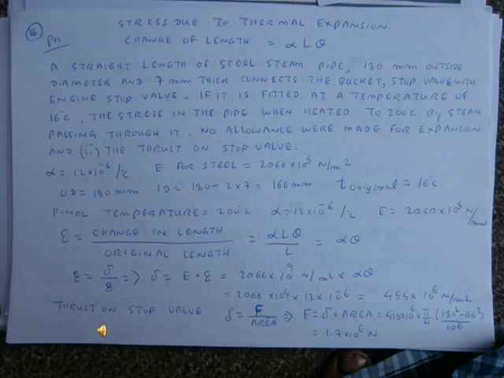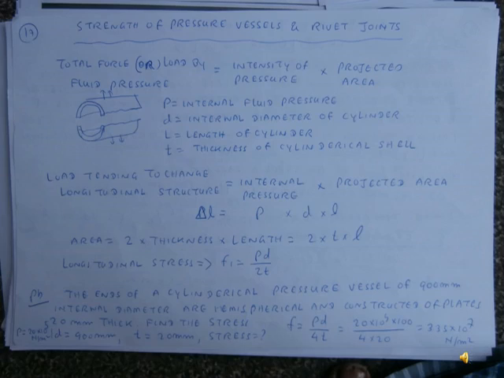The next one, the strength of thin pressure vessel and riveted joint. The load tending to burst the cylinder by the fluid pressure can be calculated as intensity of pressure multiplied by projected area. In this case, P is the internal fluid pressure, D is the internal diameter of the cylinder, L is the length of the cylinder, and t is the thickness of the cylindrical shell. The load tending to split the cylinder longitudinally is equal to the internal pressure multiplied by projected area, so the force is P multiplied by D multiplied by L. The area is 2 multiplied by thickness multiplied by length, so 2 multiplied by t multiplied by L. So the longitudinal stress is sigma1 equal to PD by 2t. Then we solve the problem.